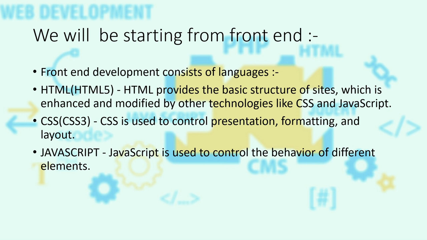Front-end development consists of basically three languages: HTML, which provides the basic data structure of sites, which is enhanced and modified by other technologies like CSS and JavaScript. CSS is used to control presentation, formatting, and layout. JavaScript is used to control the behavior of different elements. I can explain this through a simple life example.